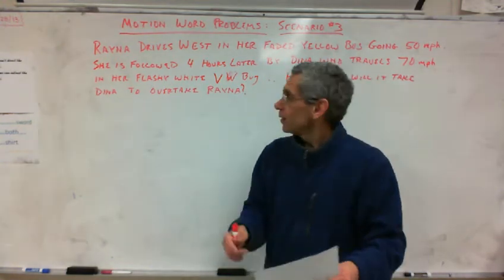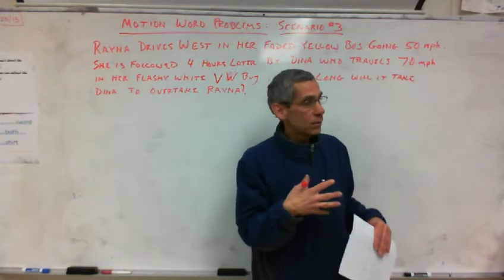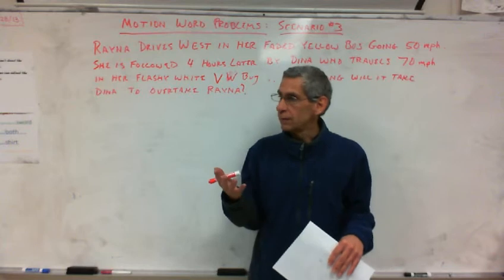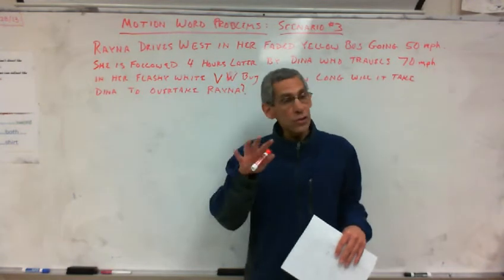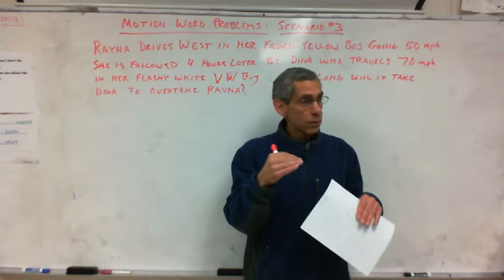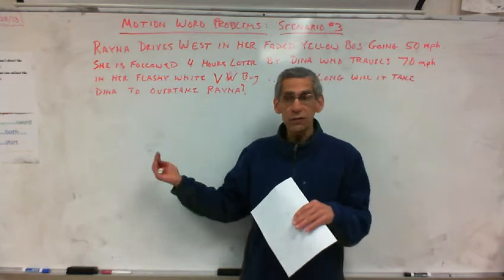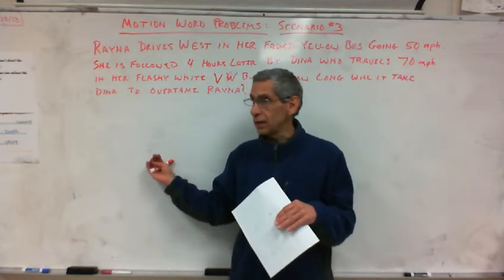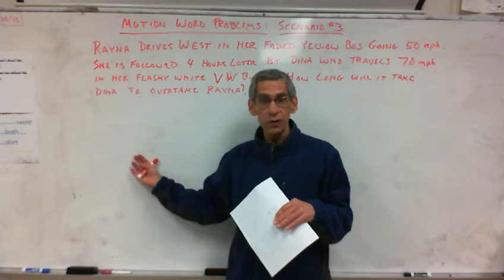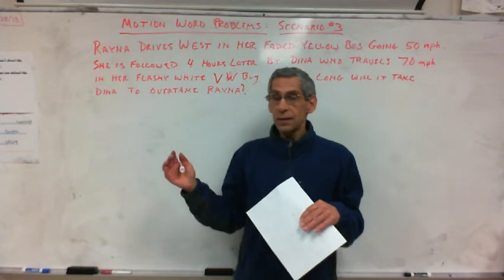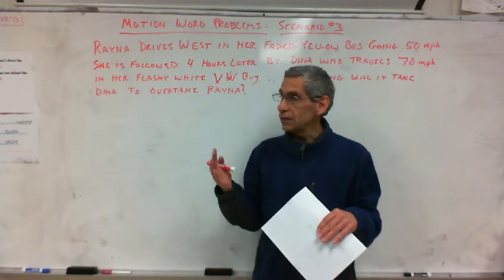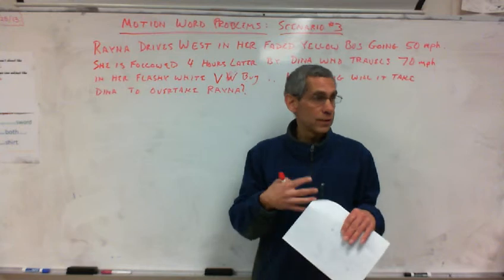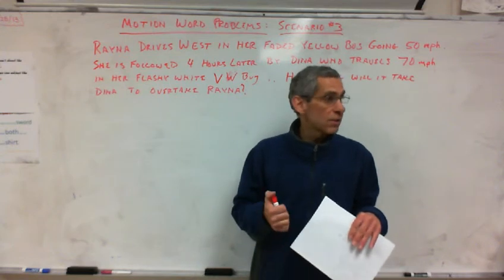So the third scenario is a little different. Because the first 2 scenarios, when you set them up, what's your final equation? It's d1 plus d2 equals total distance. That's for the first 2 scenarios. This one is going to be a different scenario. It's going to be d1 equals d2. In some ways, it's easier.